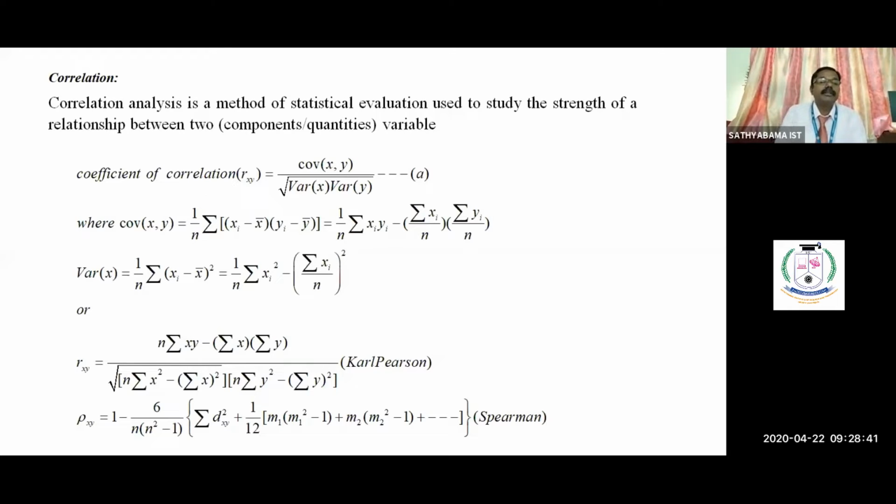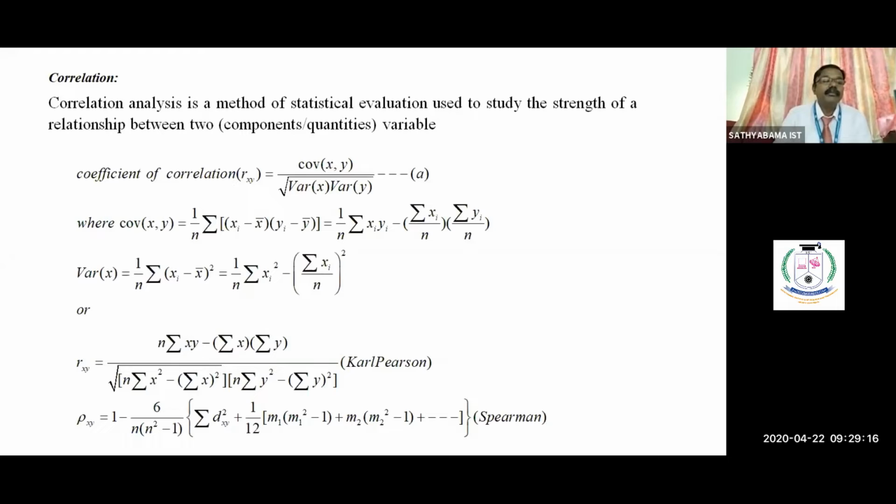So, as per the definition we have discussed, the coefficient of correlation, this equation A represents the Karl Pearson coefficient, which is given by covariance of xy by root of variance x variance y. That is the second line. Third line, we are defining how to find the covariance. The covariance of xy is nothing but 1 by n sigma (xi minus x bar)(yi minus y bar). What is x bar? It is nothing but the mean.